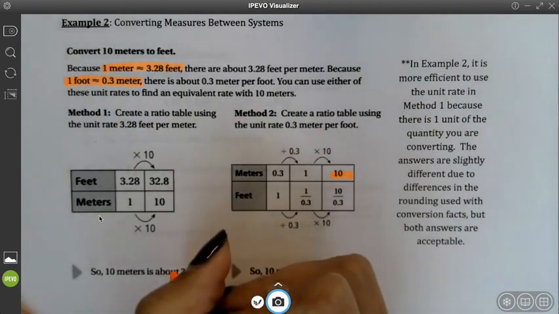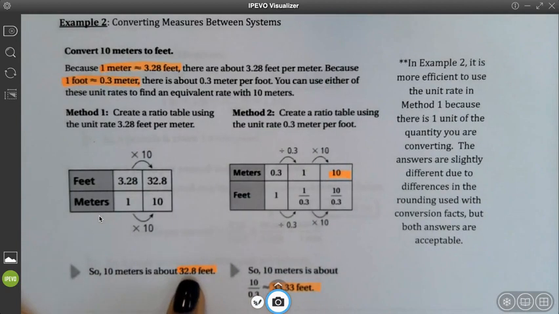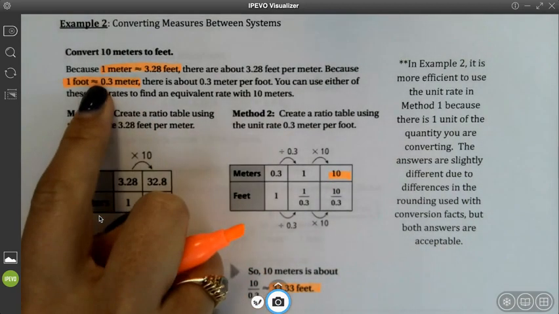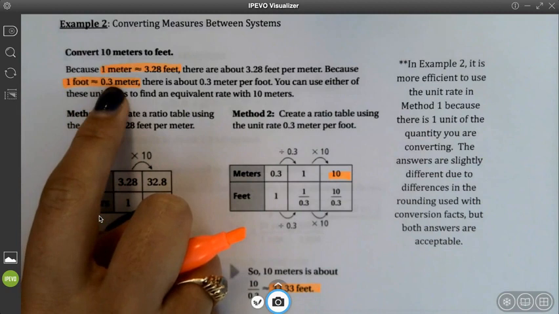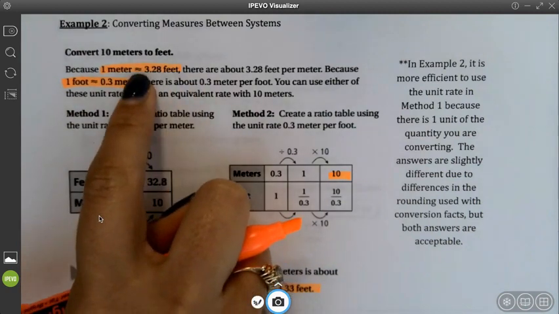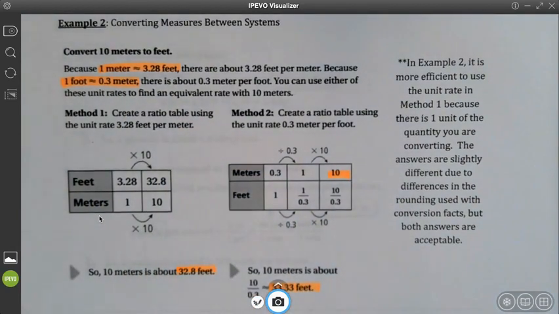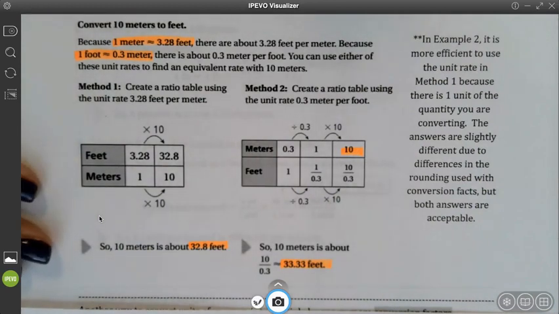Okay, so the answer for this method is 32 8/10 feet, and for this one is 32 28/100 feet. Now, just so you know, the reason that they're slightly different is because this squiggly line that we see up here tells us that 1 foot is approximately 0.3, and this is approximately 3 28/100. That means that they're rounded slightly, so our numbers are going to be a bit different when we use each of those to solve.